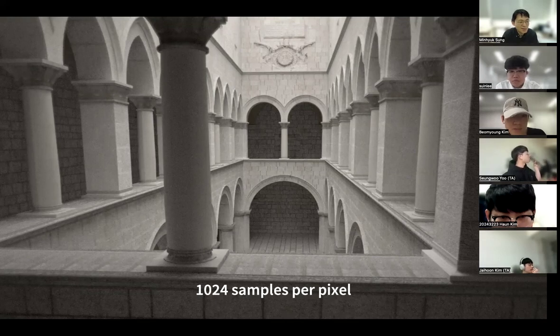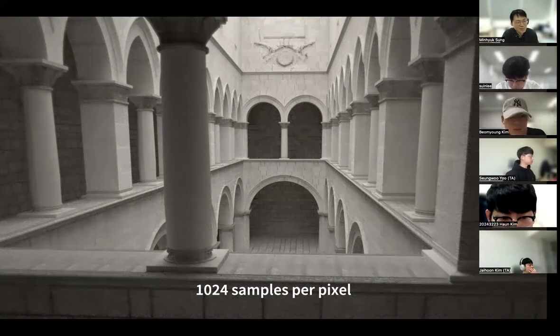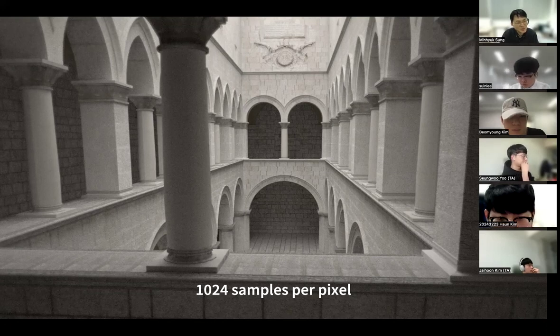But as you can see, this is the case with 1024 samples for every single pixel. When you think about the number of pixels, this involves a huge computation to get this single image. To get a realistic image, this is a difficult computation. So it's all about how to make this rendering pipeline more efficient.